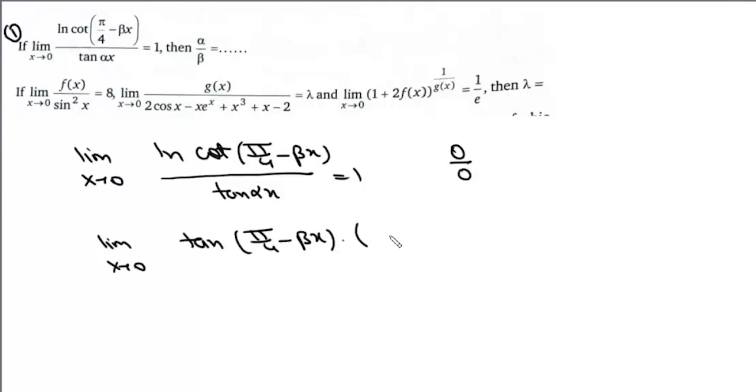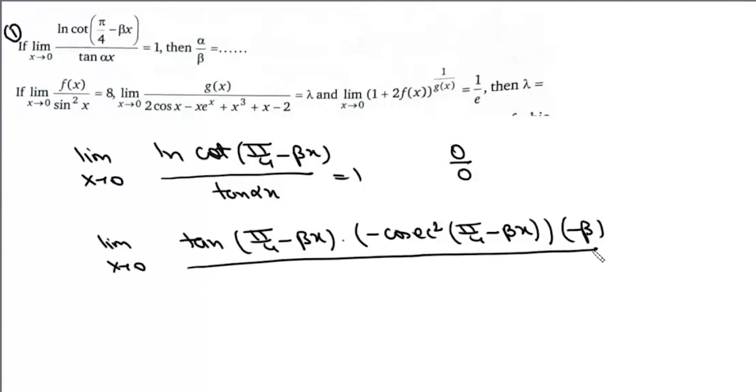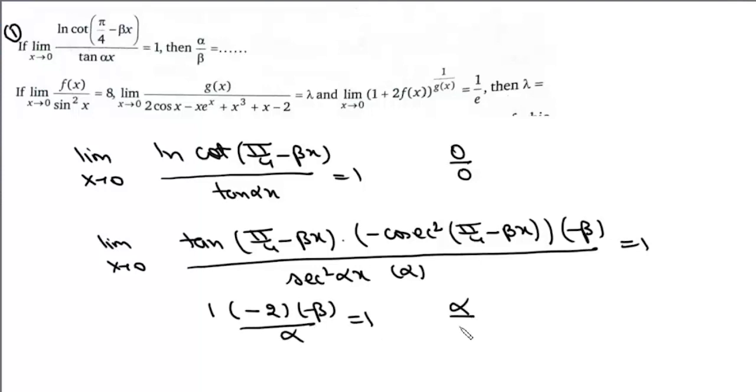minus beta x), and then the derivative of cot is minus cosec square (pi by 4 minus beta x), and then into minus beta, upon, now the derivative of tan is secant square, so it will be secant square alpha x into alpha, and this is equal to 1. Now we'll put x as 0. Now cot pi by 4 is 1. Now cosec pi by 4 is root 2, so it will be minus 2, and then minus beta upon alpha equals 1. So the value of alpha upon beta will be 2. So the answer to this question is 2.